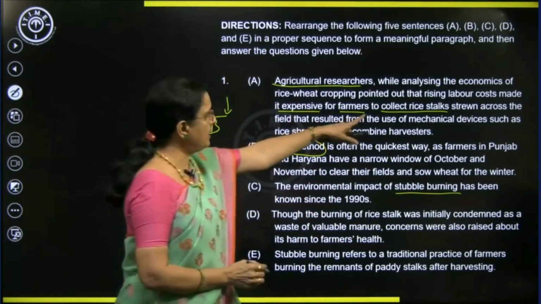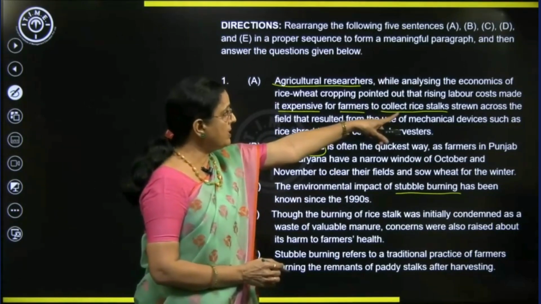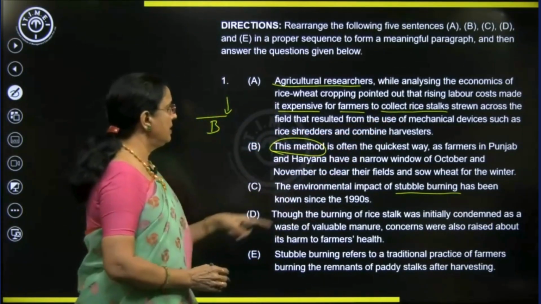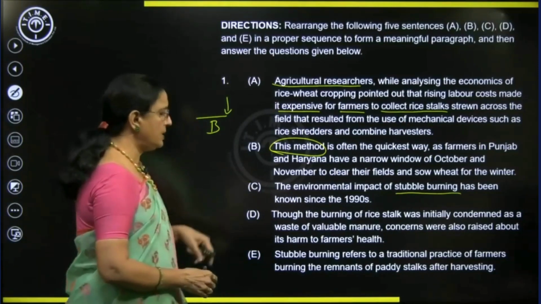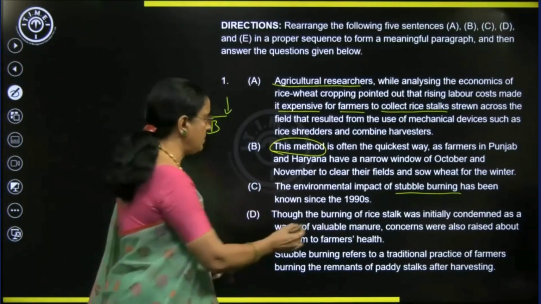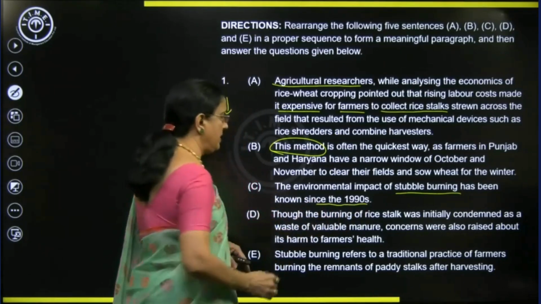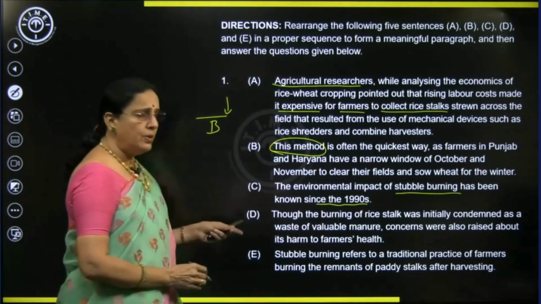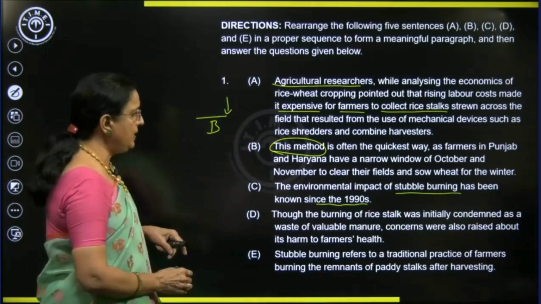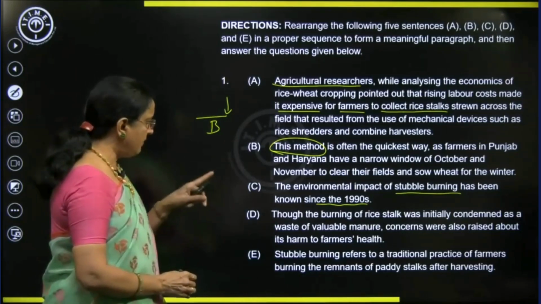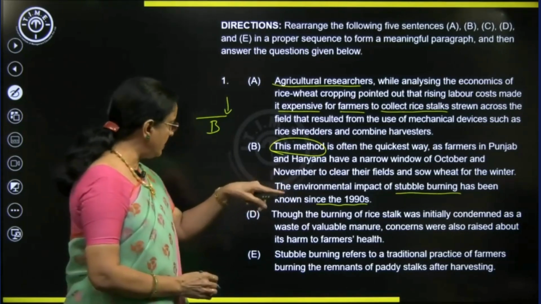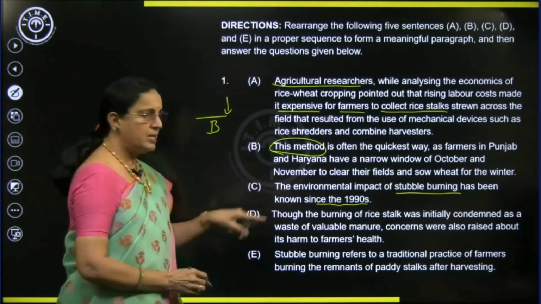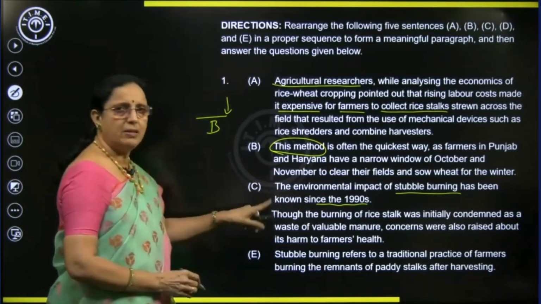So, here also there is a mention of that collect rice stalks. Stalks are here. Stubbles. If you know the meanings, it's easy for you. Alright. Has been known since the 1990s. Right. This has been a problem. Alright. Since 1990s. Fine. Though the burning of rice stalk was initially condemned as a waste of valuable manure, concerns were also raised about its harm to farmers' health. Yeah, this is a general statement.